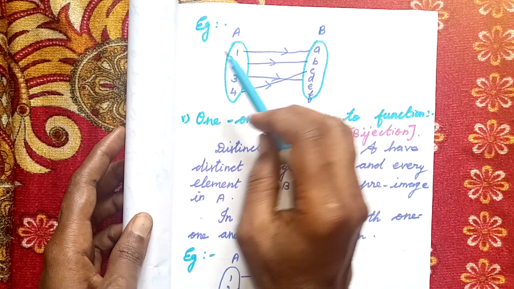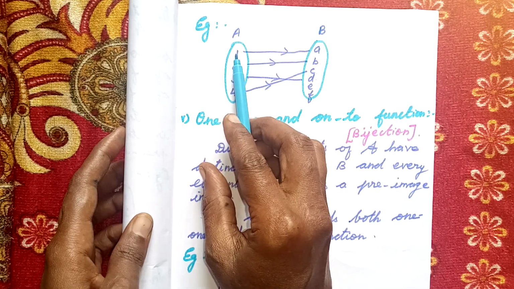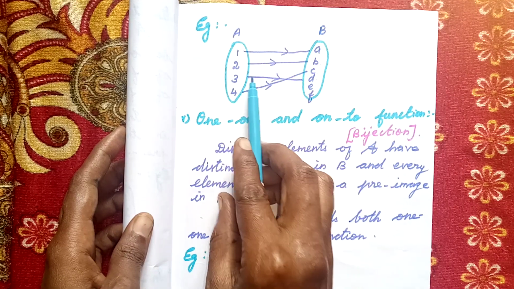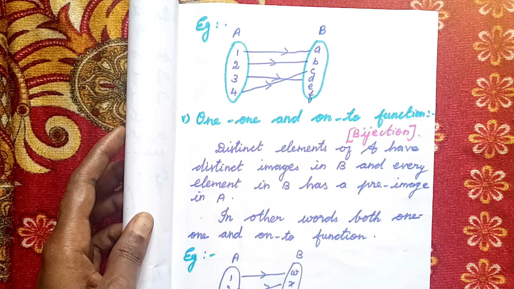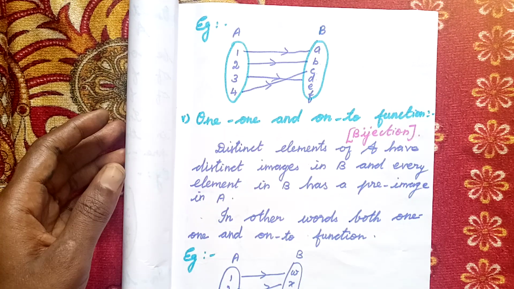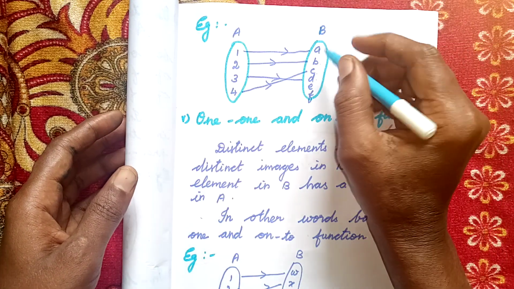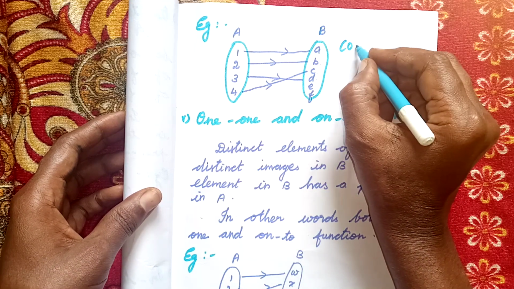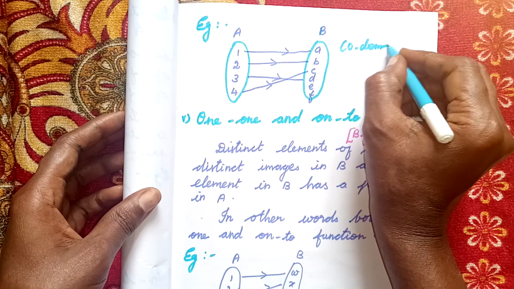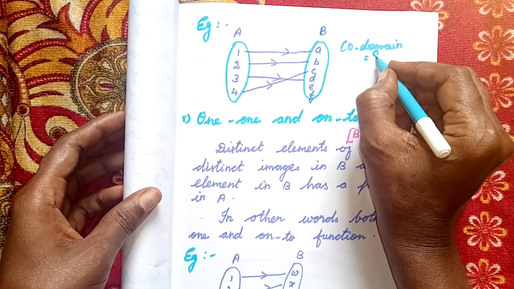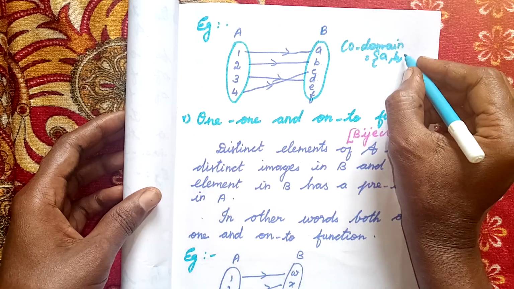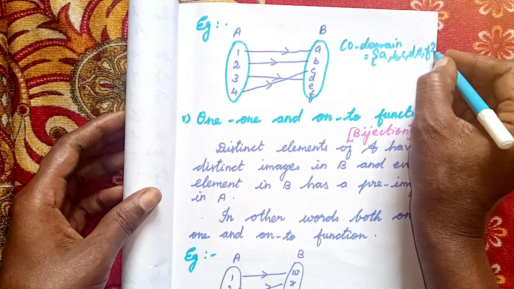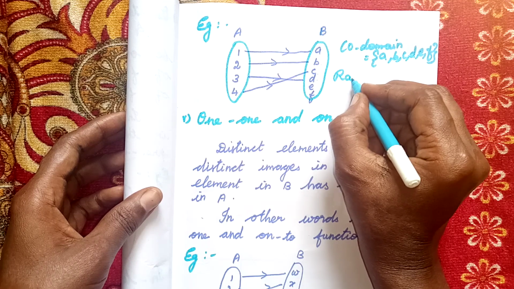Here 1 is mapping to A, 2 is mapping to B, 3 is mapping to D, 4 is mapping to C. Now, what is the codomain? Codomain is equal to A, B, C, D, E, F. What is the range?